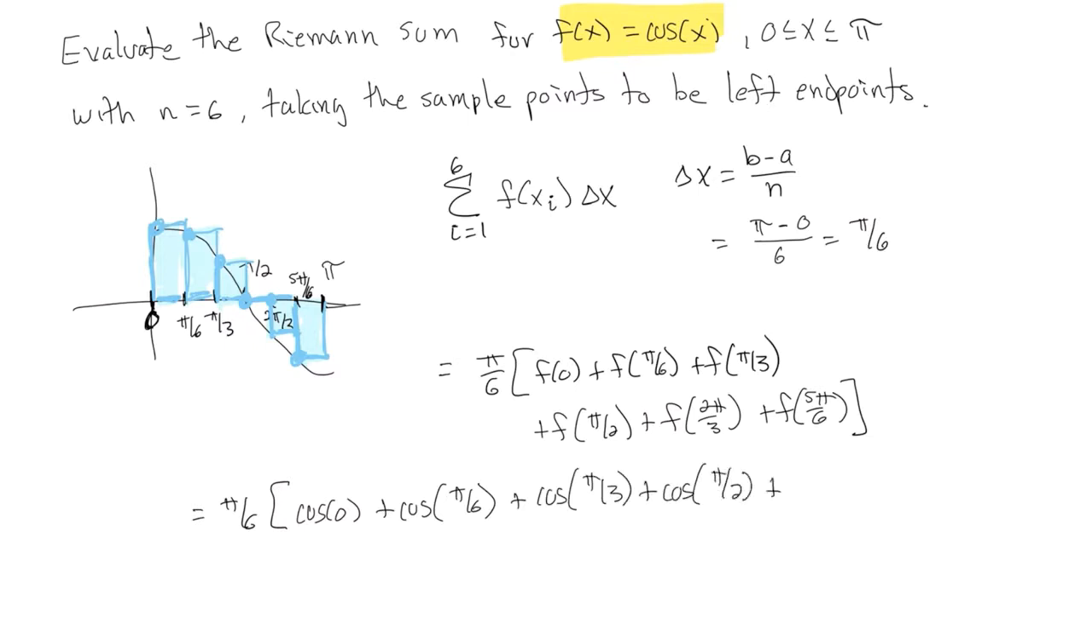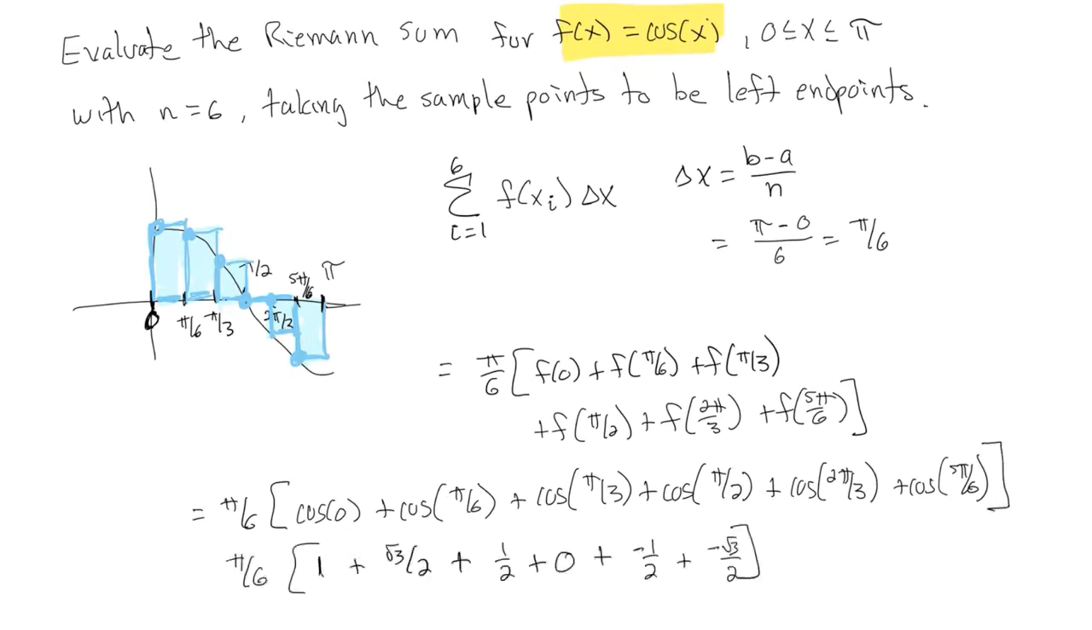And then I got cosine of 2 pi over 3 and cosine of 5 pi over 6. Alright, I paused the video for a second so you didn't have to watch me calculate all of this. So cosine of 0 is 1, cosine of pi over 6 is root 3 over 2, right? Cosine of pi over 3 is 1/2, cosine of pi over 2 is 0, cosine of 2 pi over 3 is negative 1/2, and cosine of 5 pi over 6 is negative root 3 over 2.